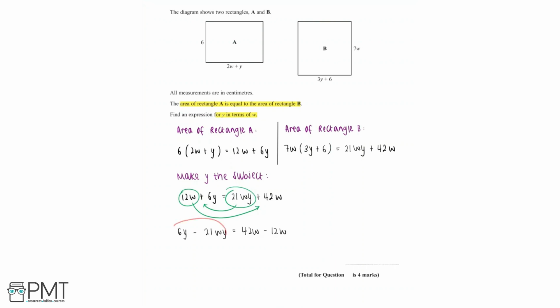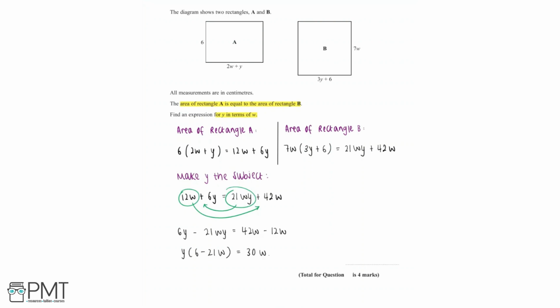All of our y terms are on the left-hand side, but we want to make y the subject. In order to do that, we want y on its own. We can do this by factorising the left-hand side. We can say that 6y minus 21wy is equivalent to y multiplied by 6 minus 21w. And so you can see that we've isolated the y. We can also simplify the right-hand side. 42w and 12w are like terms, and so 42w take away 12w is equal to 30w.